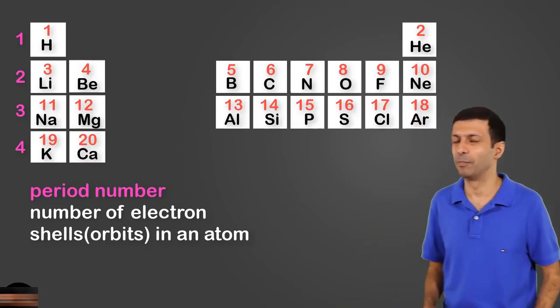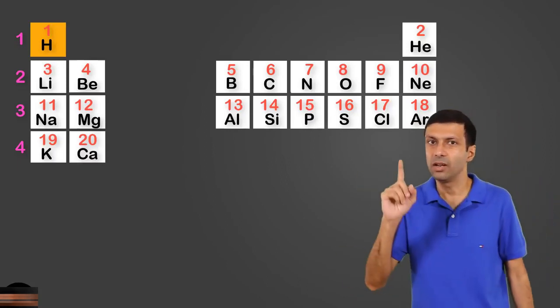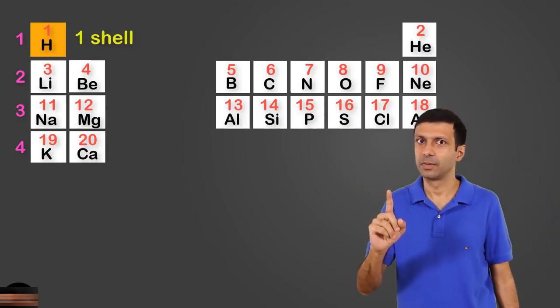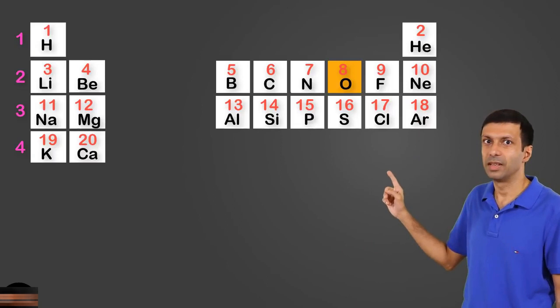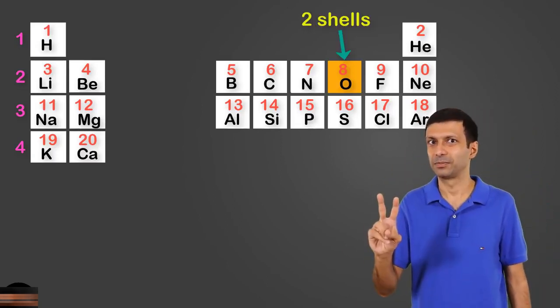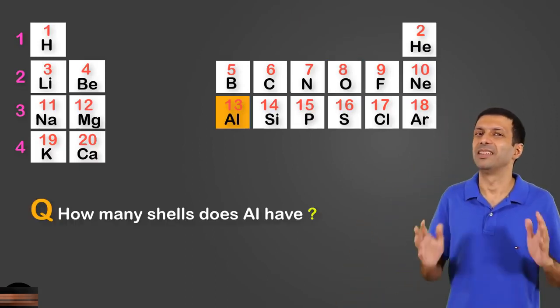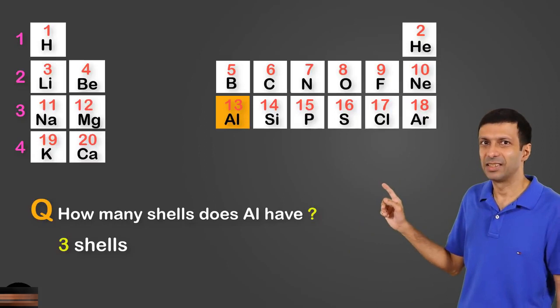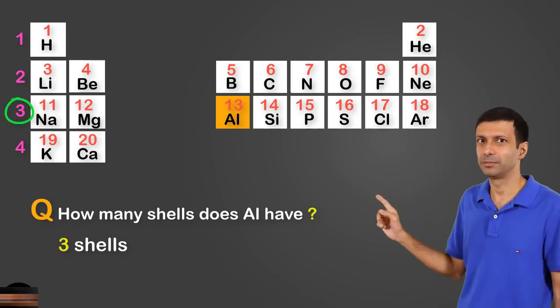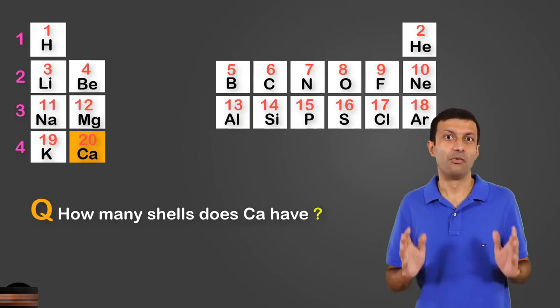So let's take some examples. Hydrogen is in period 1, so it has only one shell. Now if you look at oxygen, it's in period 2, so it contains 2 shells. So similarly, how many shells does aluminium have? That's right, 3 shells, since it's in period 3. And what about calcium? Correct, 4 shells.